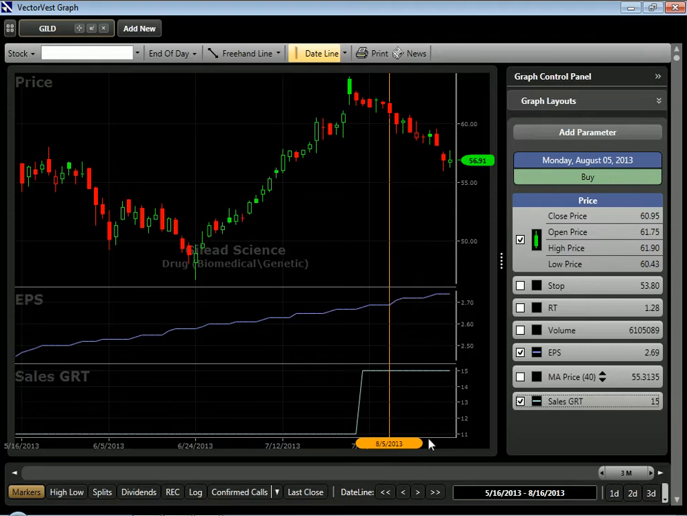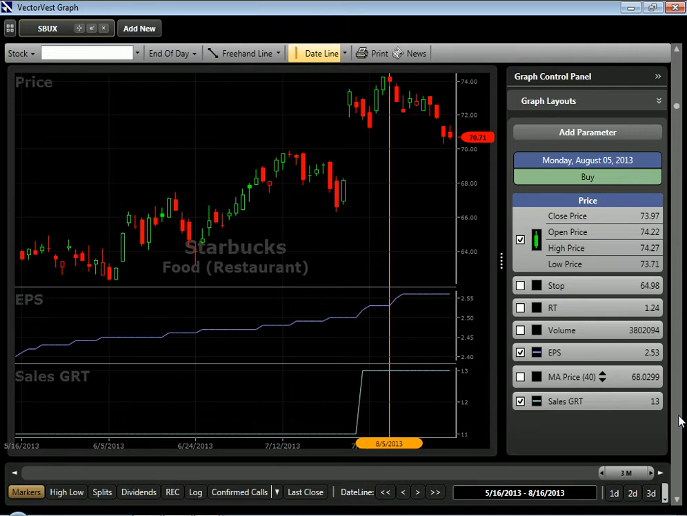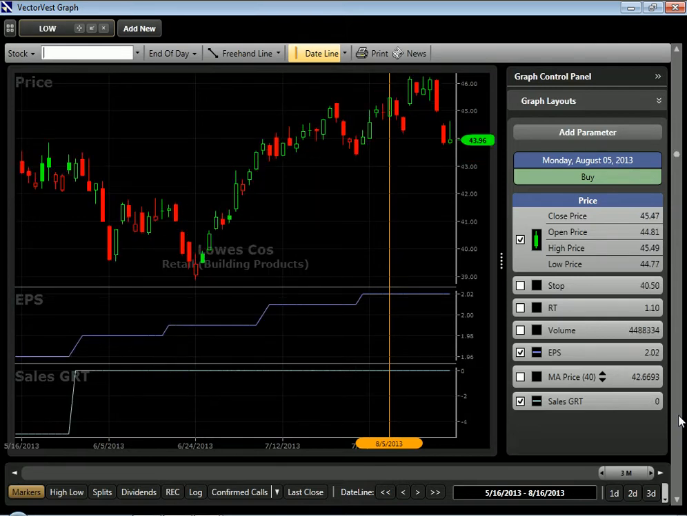But let's just scroll through these graphs and see if generally we're finding what we asked for with positive deltas of both earnings and sales growth. Starbucks, yes we are. Lowe's, yes we are.